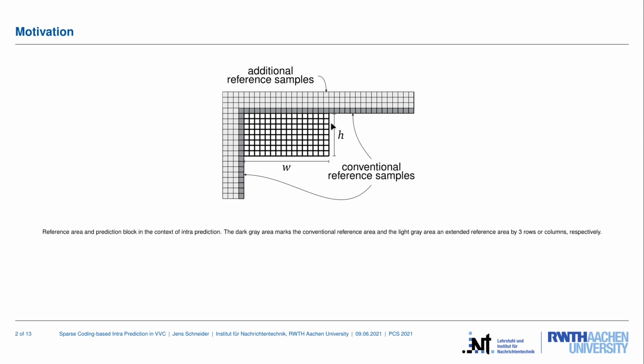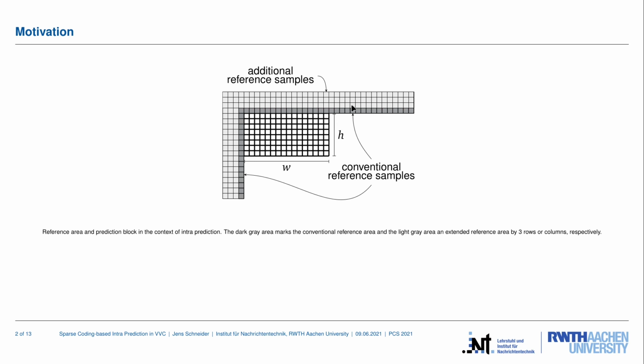Let's start with a short motivation for this talk. Intraprediction is the process of predicting a block in an image from reference samples attached to the block. The conventional reference samples, marked in dark gray here, are the samples used in codecs up to HEVC for the prediction of the block.